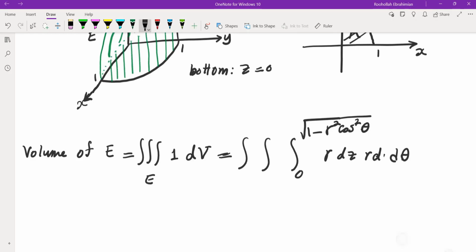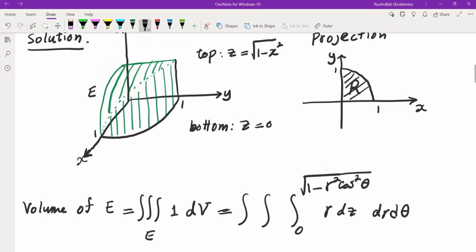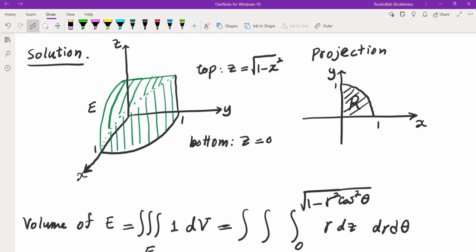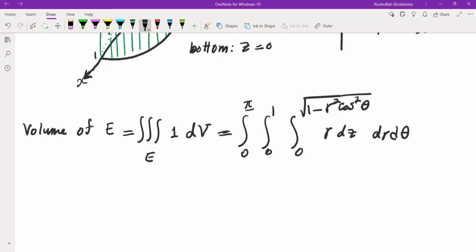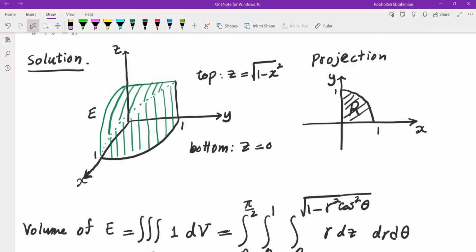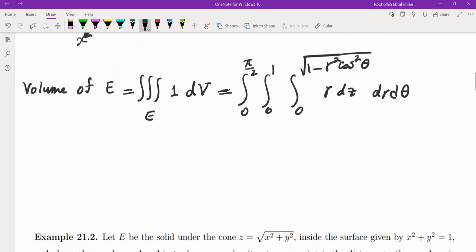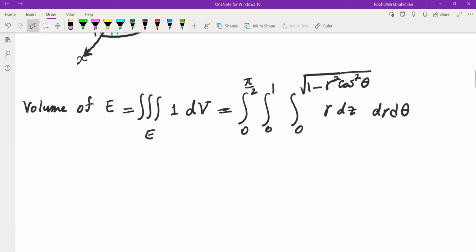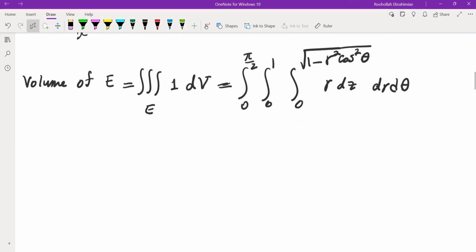Then limits of r can be obtained by looking at the region R. So the limits of r are 0 to 1, and limits for theta are from 0 to pi over 2, because we have a circle that is centered at the origin, but it's only a quarter of that circle. So this is our projection onto the xy plane. So theta would be from 0 to pi over 2. Okay, and this is the setup of the volume. The rest is evaluation of the integral.